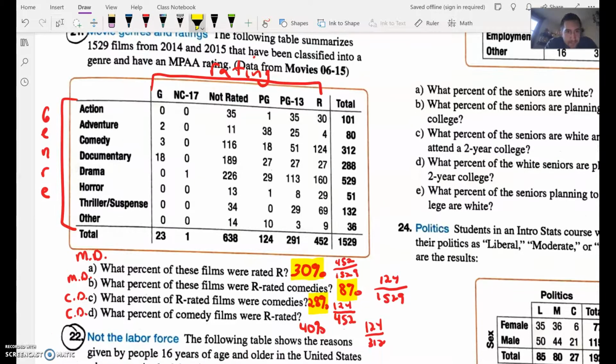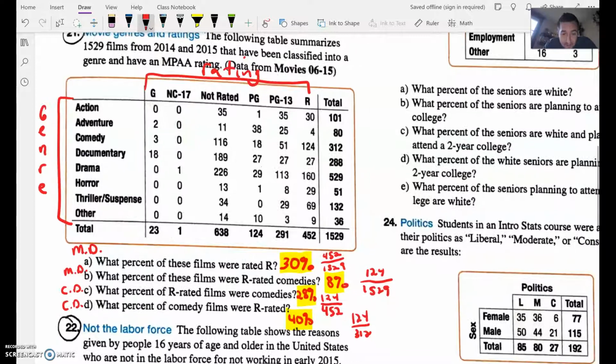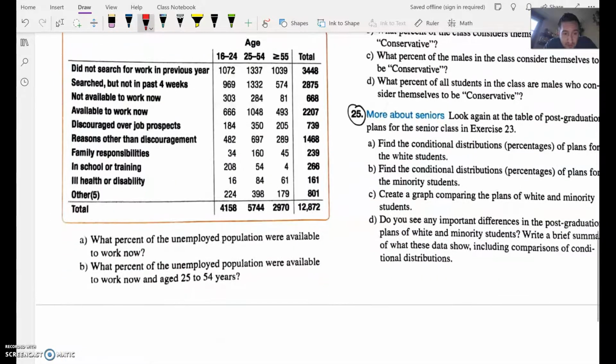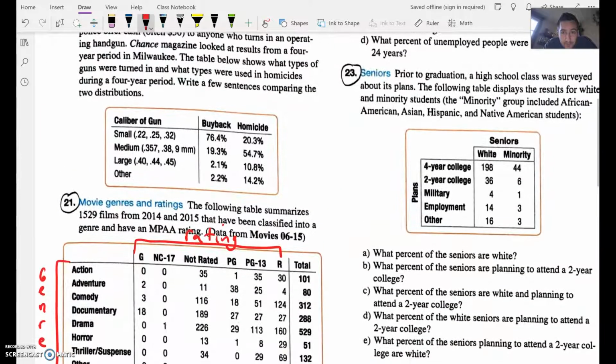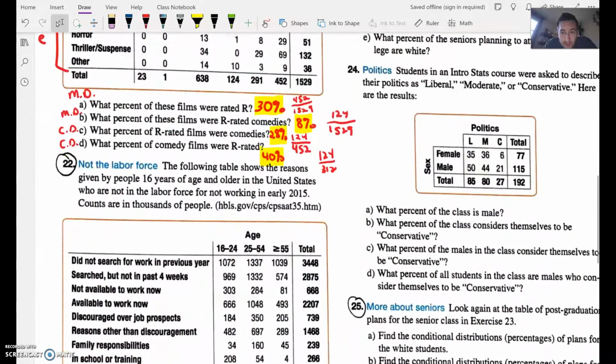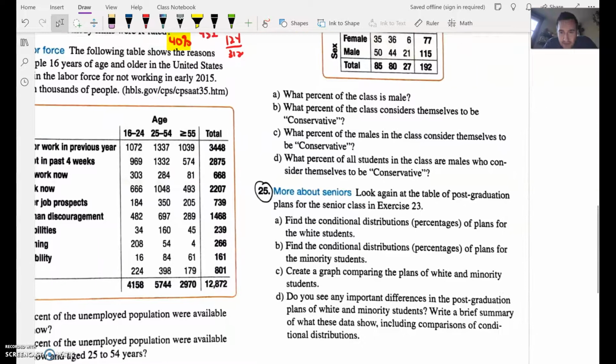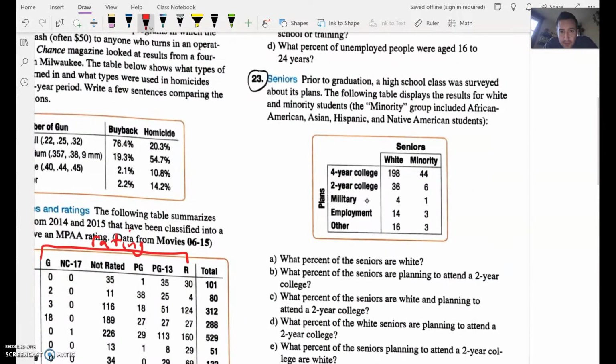Okay, so that did a combination of marginal distribution and conditional, and it's all about reading the question slowly, identifying your variables, and going from there. And before you jump to the homework, I want to show you one more piece that's going to be challenging. 22 you'll be great at. 23 you'll be great at. But 25 just says, look what it says. It says, look again at number 23. So you're going to use this table again here.